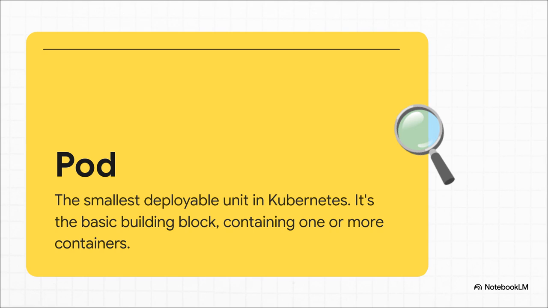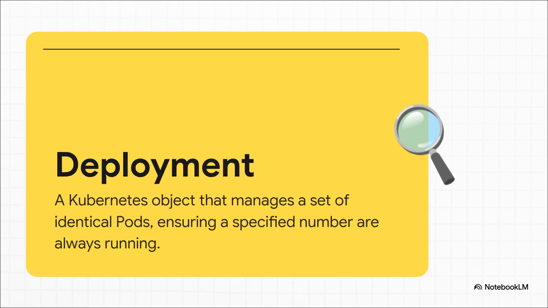It wraps our container, gives it a network address, manages its resources, the whole shebang. For our API, it's simple. 1 container per pod. But what happens if a pod crashes? Well, that's where a deployment comes in.